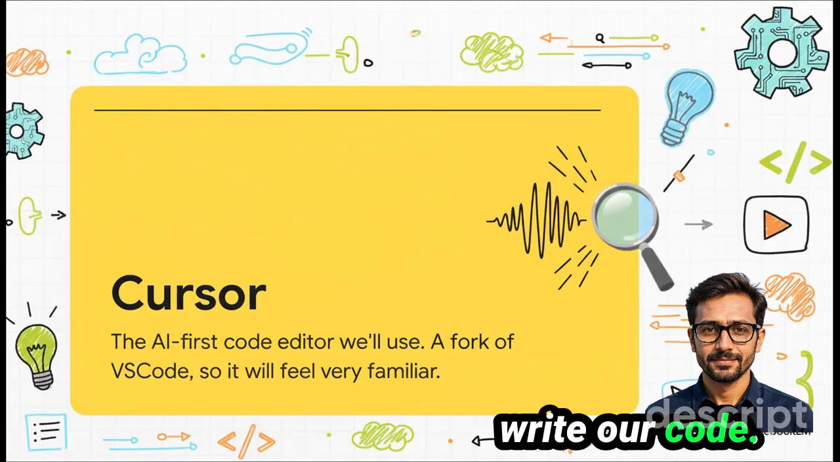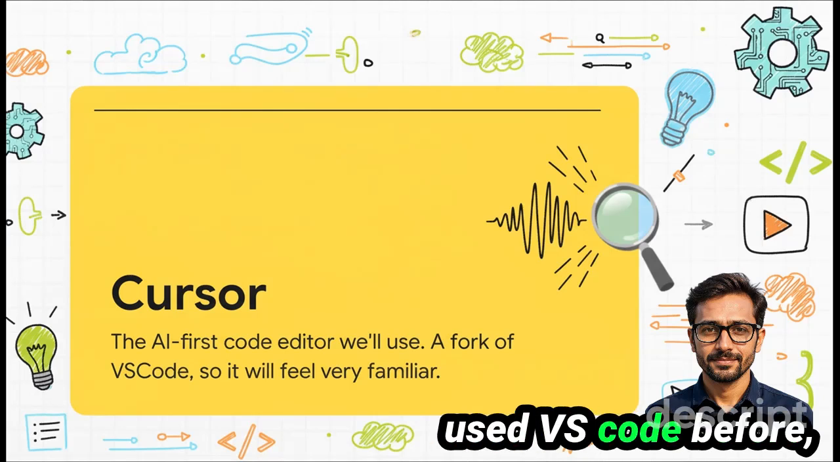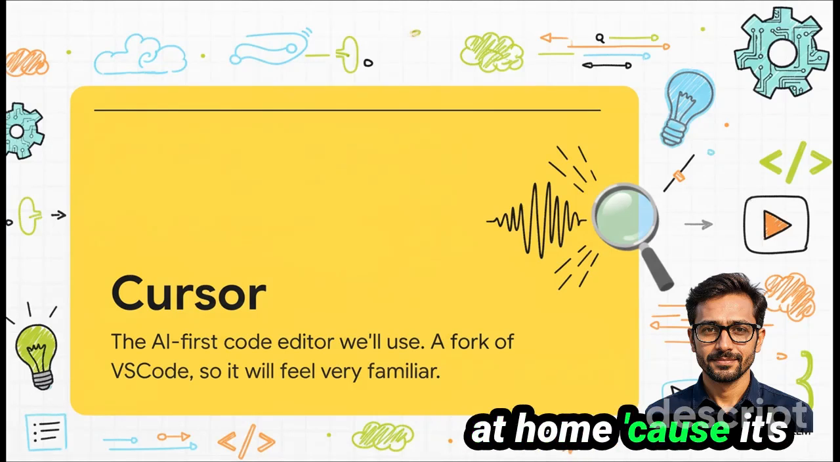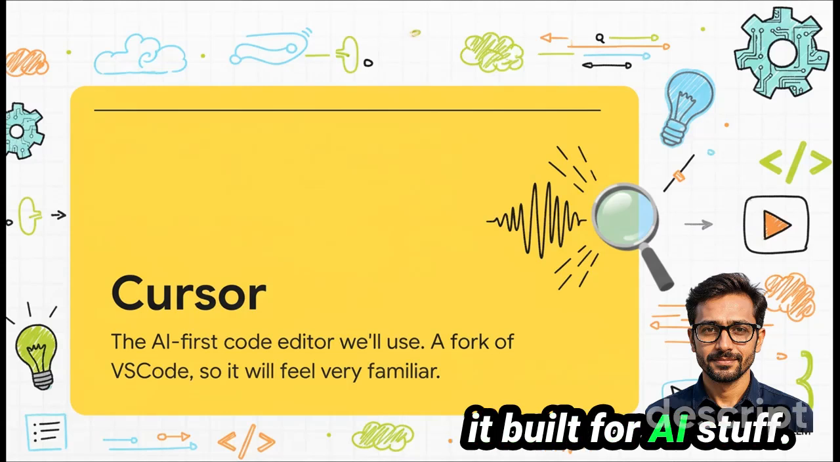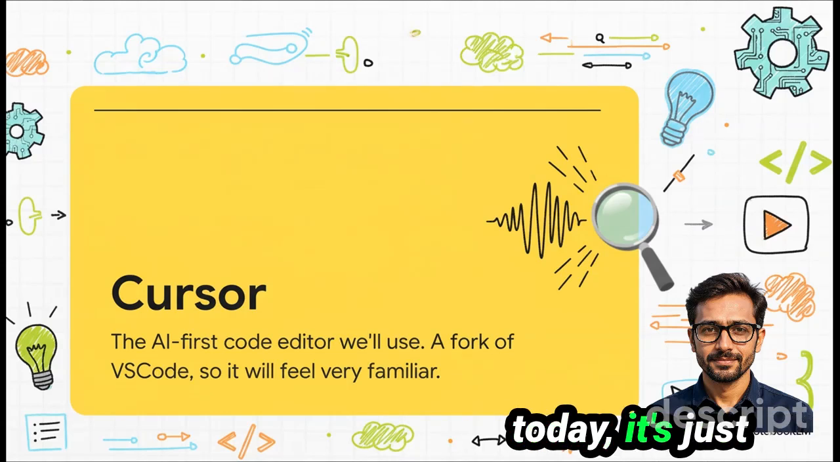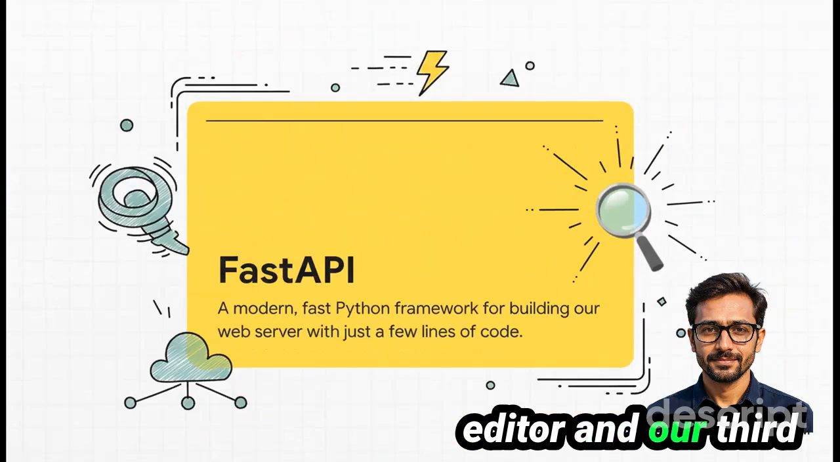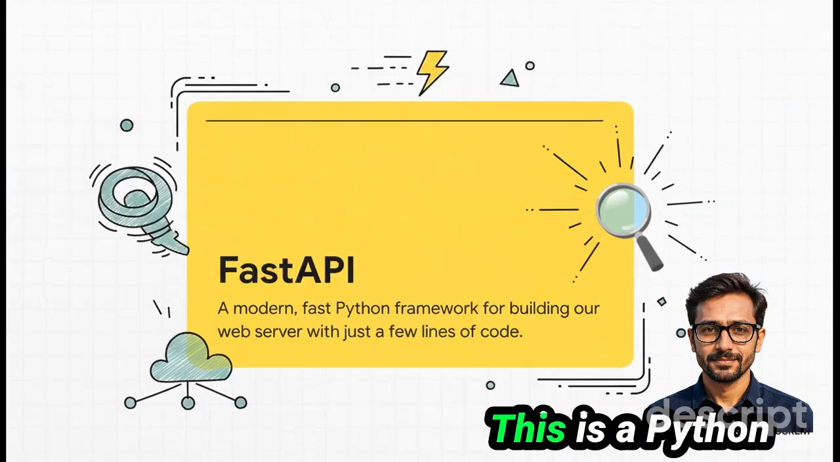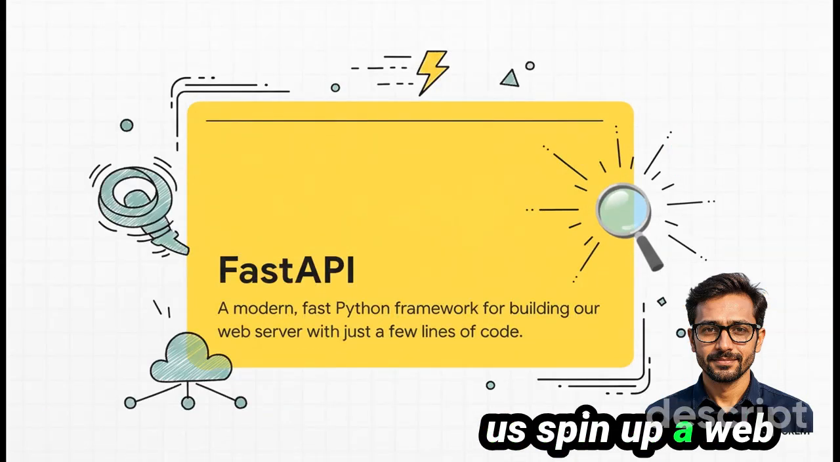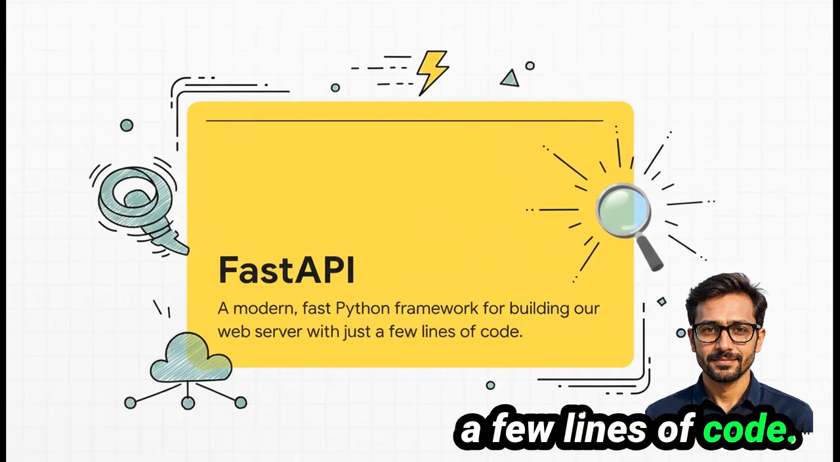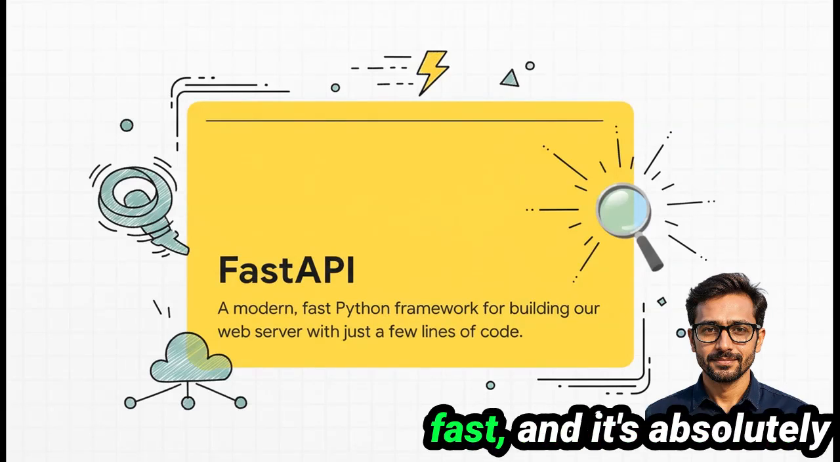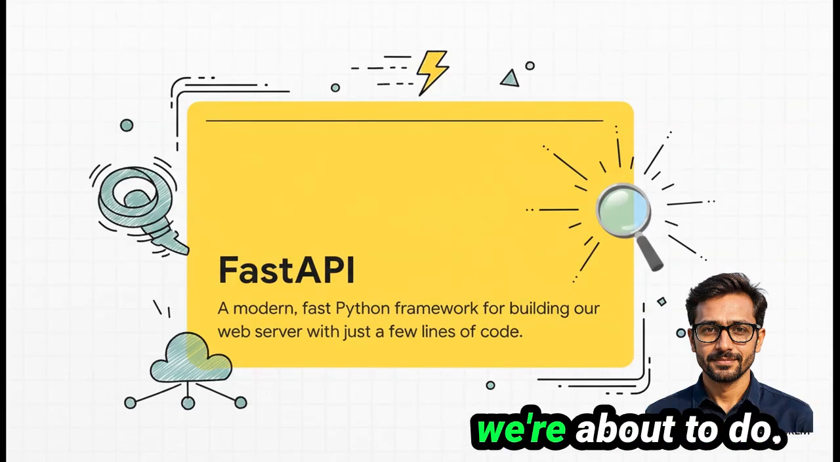Next, we have Cursor. This is where we'll write our code. Now, if you've ever used VS Code before, you're going to feel right at home, because it's basically a version of it built for AI stuff. But for our purposes today, it's just our trusty code editor. And our third tool is FastAPI. This is a Python framework that lets us spin up a web server with just a few lines of code. It's modern, it's wicked fast, and it's absolutely perfect for what we're about to do.